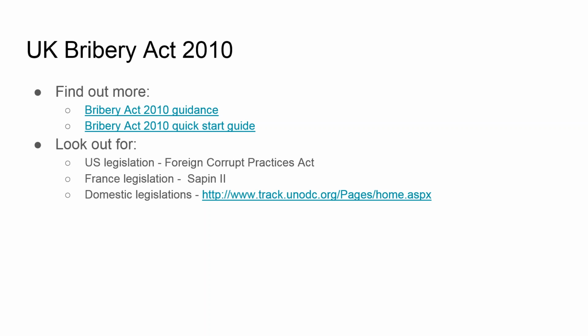And as I say, do look out for the other legislation because it's all extraterritorial. US legislation, the FCPA, Foreign Corrupt Practices Act. France has joined the gang now, Sapin 2, and domestic legislations all over the world, notably China. Some big British companies know about that one. If you want to look up domestic legislation from any country of the world, you can go to this track, which is unodc.org. Cuneyt, is there any domestic legislation in Turkey against corruption?